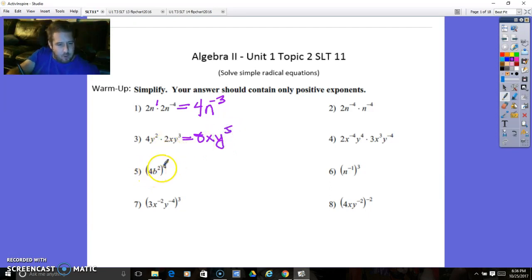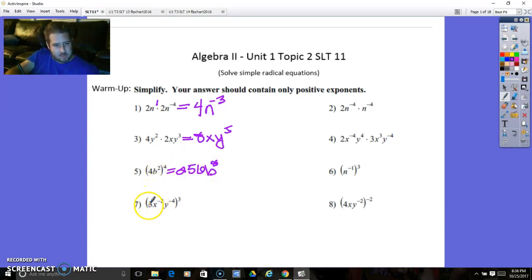Alright, so this time you have a coefficient raised to that power. So that means the coefficient has to be actually raised to that power. So 4 to the 4th power. 4 times 4 is 16, times 4 again is 64, times 4 again is 256. And then, anytime you have a base, so the base stays the same, with an exponent raised to another exponent, you multiply the exponents, which is the reason why it's 8.